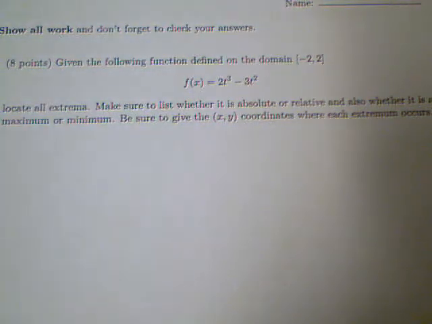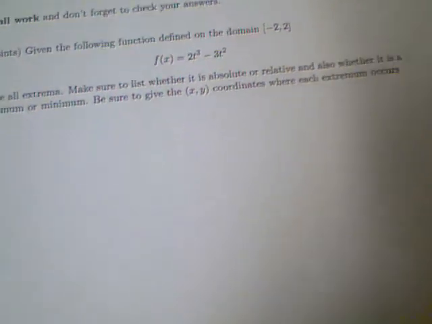Okay, this is quiz number 6, problem number 1 on the buff form of the quiz. So the problem is, given the function defined on the closed domain from -2 to 2, we want to locate all extrema and give all relevant information about the extrema. Our function is 2t cubed minus 3t squared.